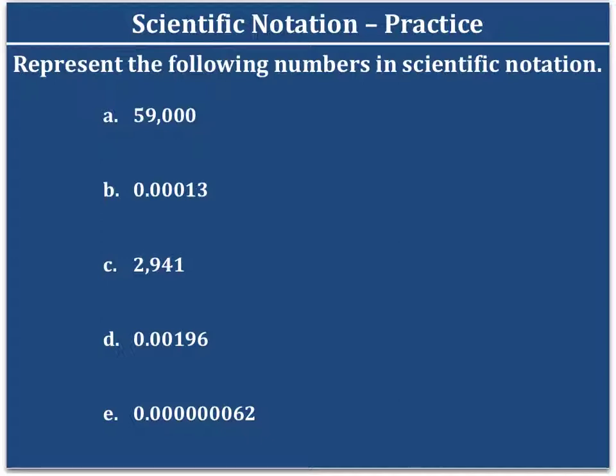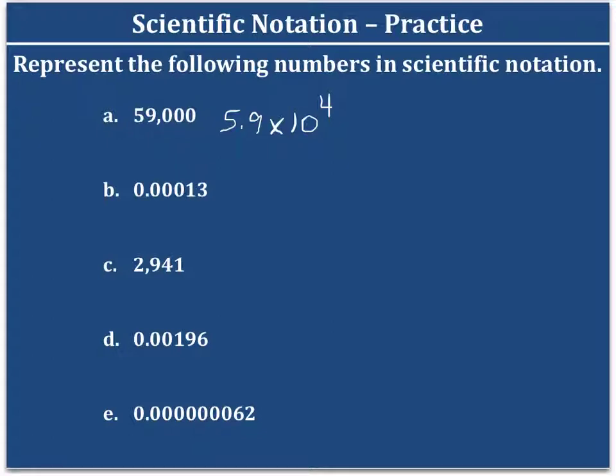All right, our first one, 59,000. So we're going to look for the decimal place. We don't have a decimal place, so we just say it is right there. So how many places do we need to move that decimal in order to get a number between 1 and 10? So we need to move it 1, 2, 3, 4. So our number would be 5.9 times 10 to the 4. And we did move it left going into scientific notation, so it would be positive.